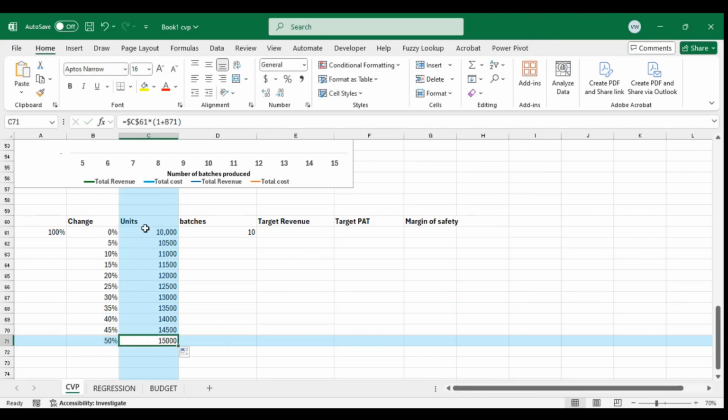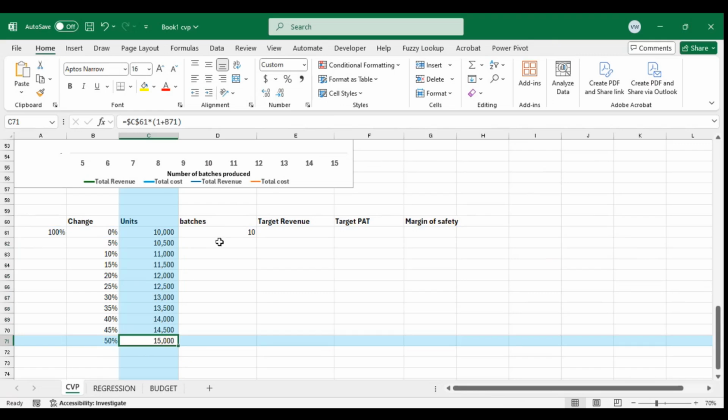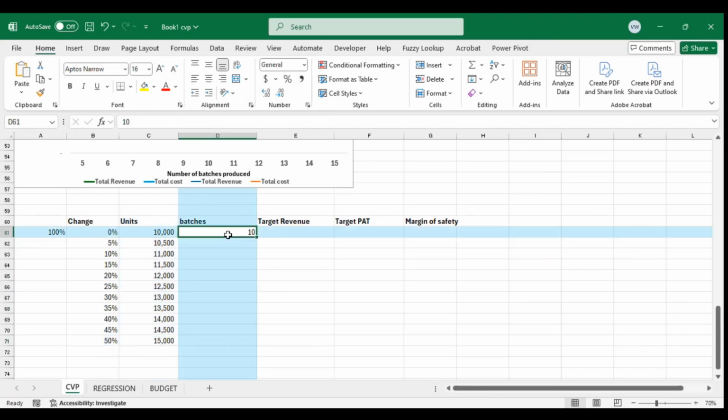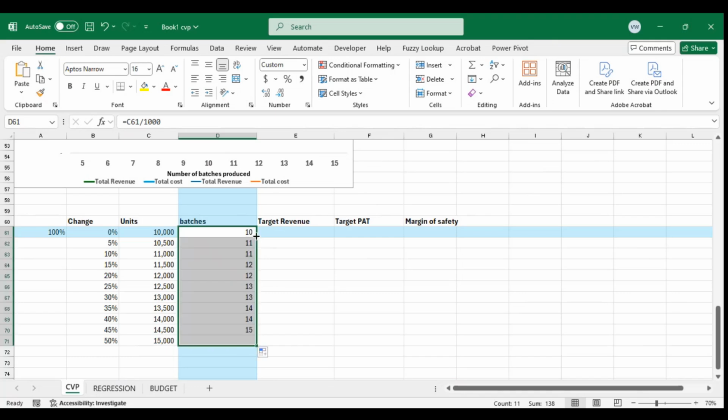And even if you are to do this manually, you can see that when you take 150% of the 10,000, you expect to have 5,000 units above the original, which makes it 15,000 units, which is making sense. So based on these units, we can get the batches by saying equals the number of units divided by 1,000. So in that case, I have 10 batches all the way up. We can increase the decimal places because of how close they are, so that we have a clear distinction.